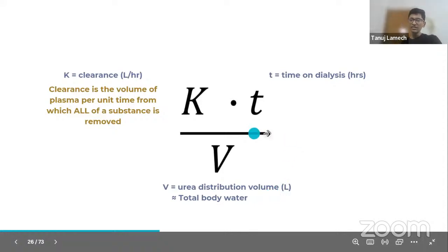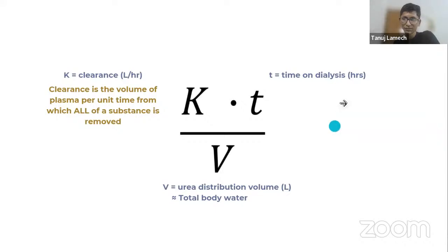Now if I say KT over V of 1, what does that mean? It means the numerator is equal to the denominator. KT is the total volume which I have cleared, so the total volume cleared is equal to the total body water. When I say a KT over V of 1, I mean I have cleared the total body water once. And if I say a KT over V of 2, it means I have cleared that patient's total body water twice. So that is the meaning of KT over V. I hope that made sense.